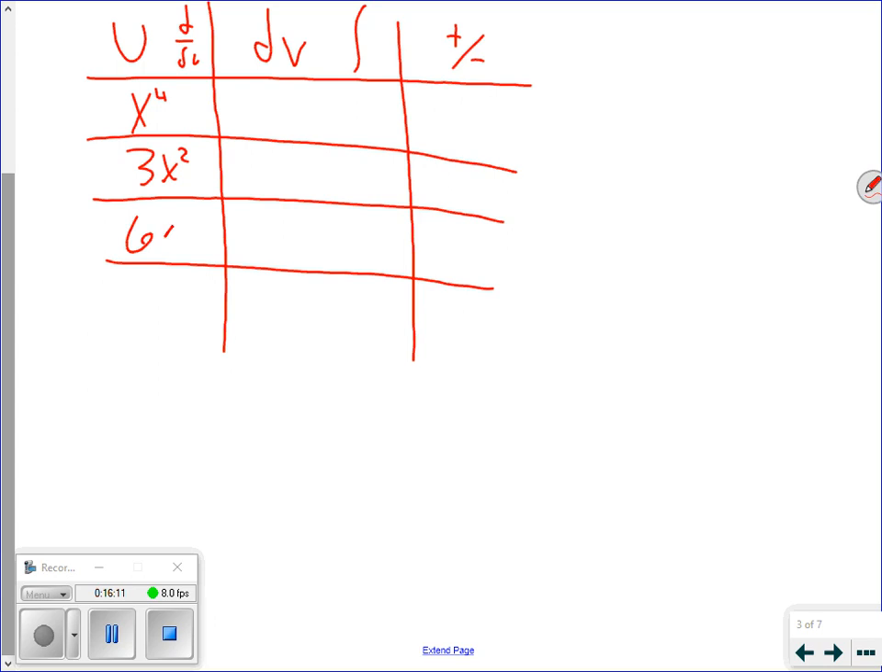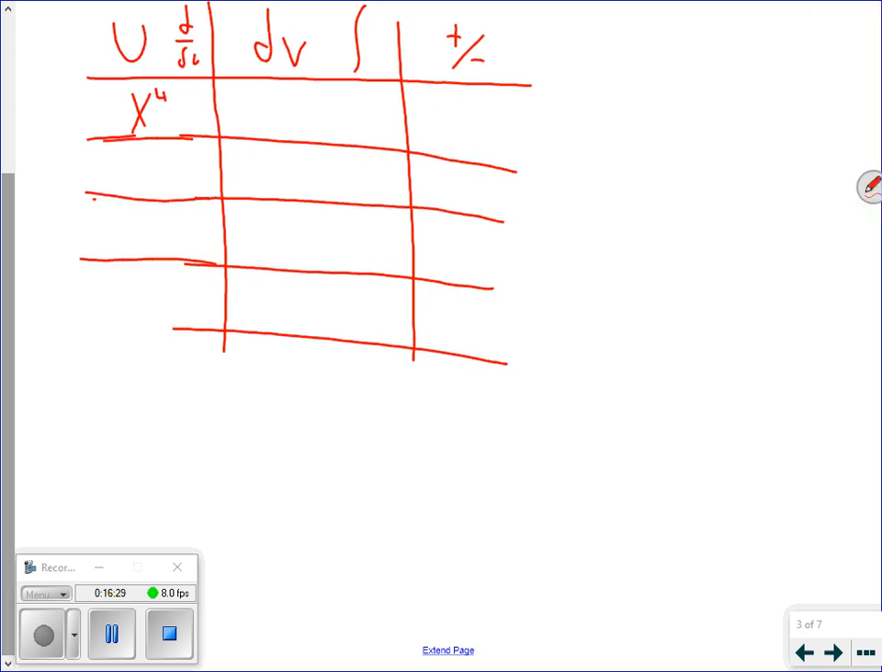This will be 6x, then 6. Oh, wait, no, I did terrible math there. God, that was a terrible derivative. I'm so sorry. I don't know what I'm thinking. I can't take a derivative to save my life today.